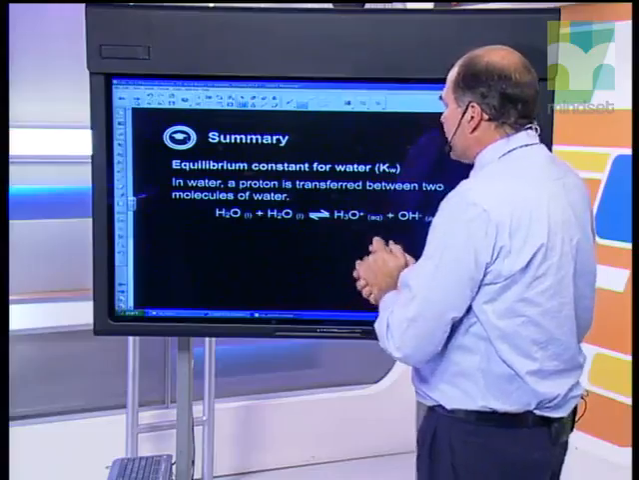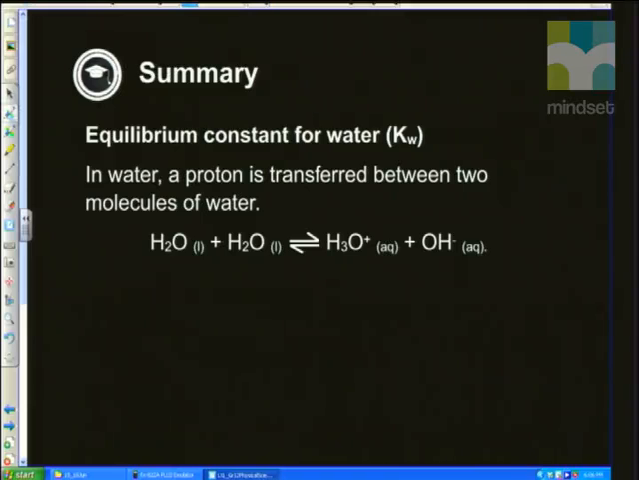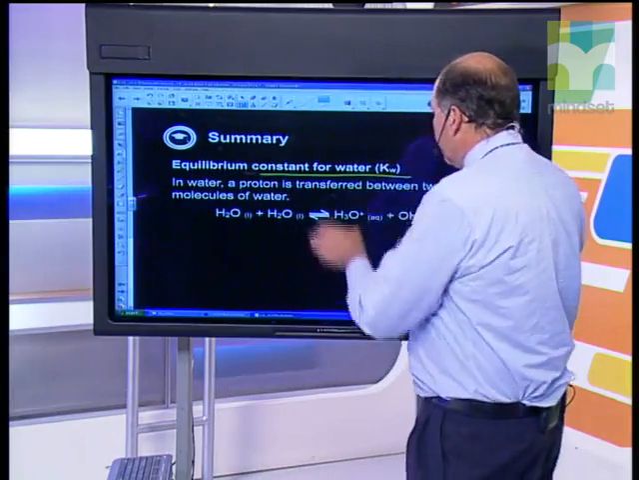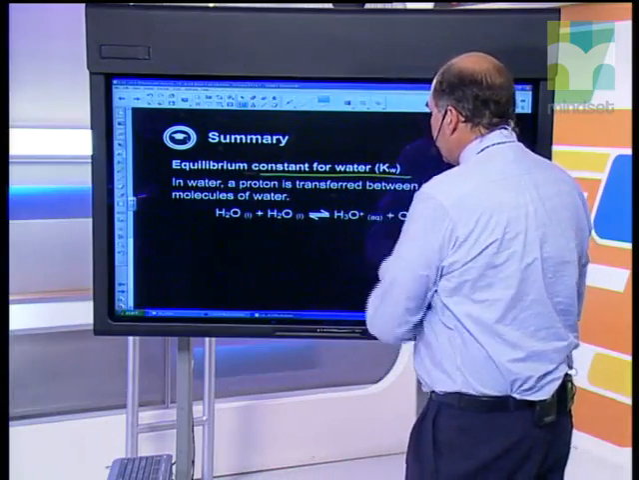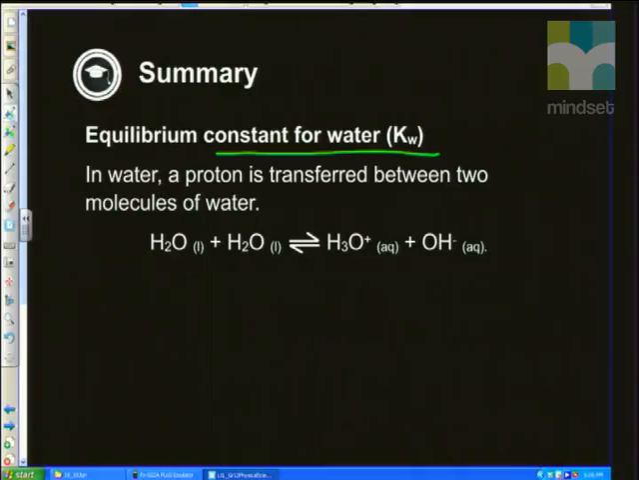We're starting off with this idea of the equilibrium constant for water, Kw. Now, you'll remember that when acids and bases, in chemical equilibrium, we defined the Kc. Now, Kc is the same as Kw, just for this particular reaction. So what happens in water?